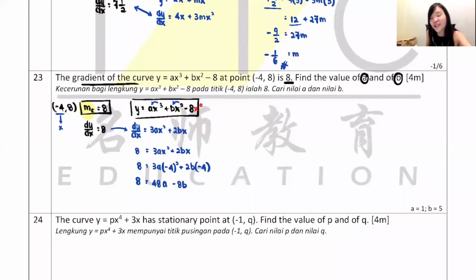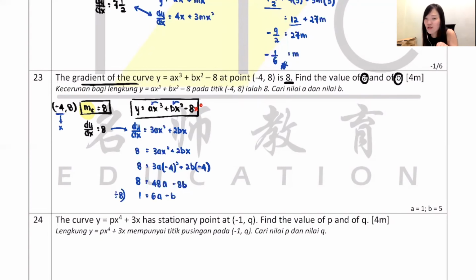And usually you will do simultaneous equations. For simultaneous equations, with equation 1, try your best to make it a single unknown. So when I look at this first equation that I already got, I feel like I can simplify it. 8, 48, 8. I think all of them can be divided by 8. 8 divided by 8, 1. 48 divided by 8, 6. Negative 8 divided by 8, negative b. Okay, I think it's simpler that way.